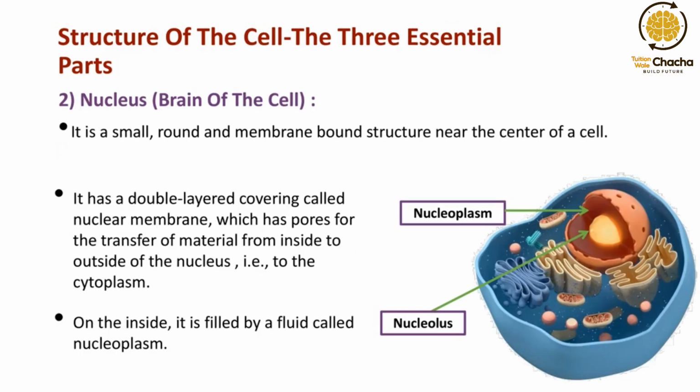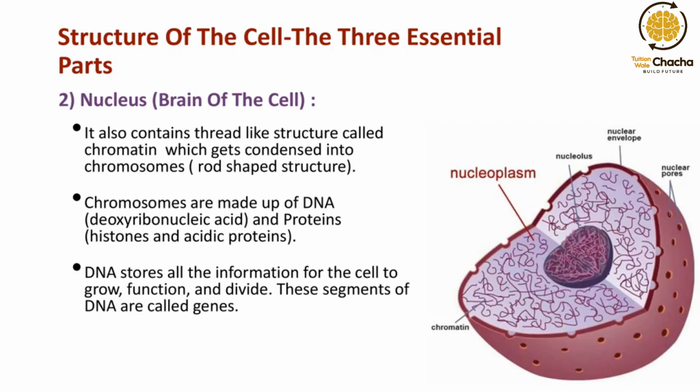2. Nucleus, brain of the cell. It is a small, round and membrane-bound structure near the center of a cell. It has a double-layered covering called nuclear membrane, which has pores for the transfer of material from inside to outside of the nucleus, for example, to the cytoplasm. On the inside, it is filled by a fluid called nucleoplasm. It also contains thread-like structure called chromatin which gets condensed into chromosomes, rod-shaped structure. Chromosomes are made up of DNA, deoxyribonucleic acid, and proteins, histones and acidic proteins.